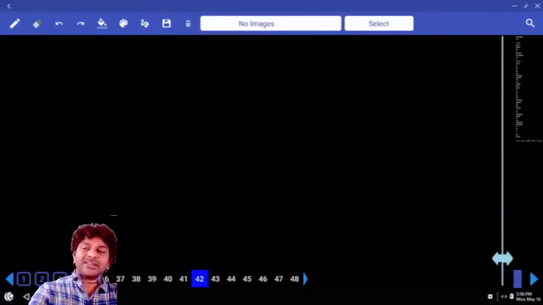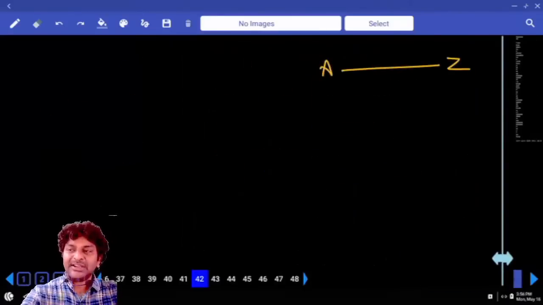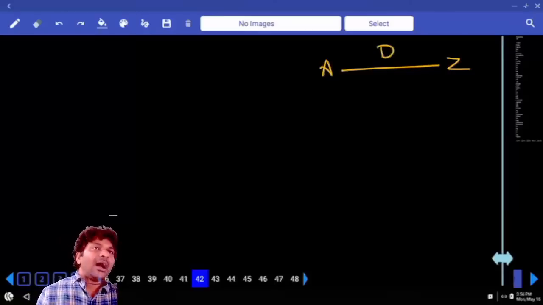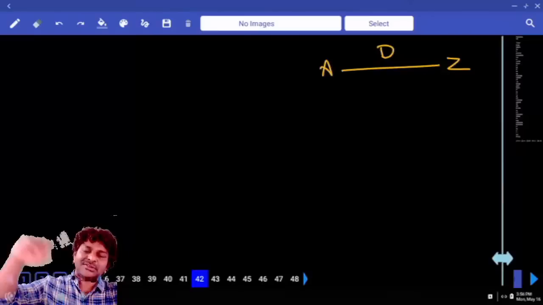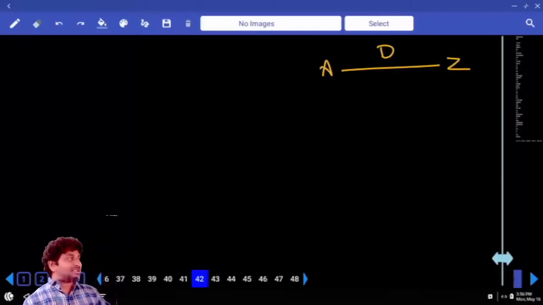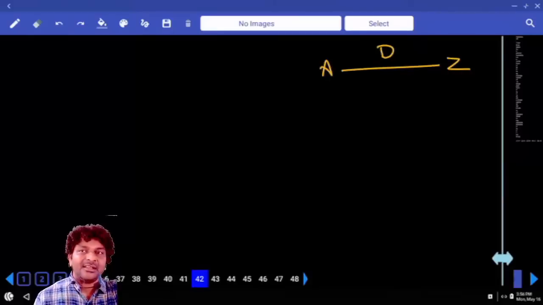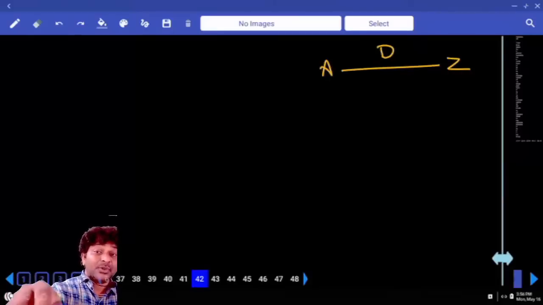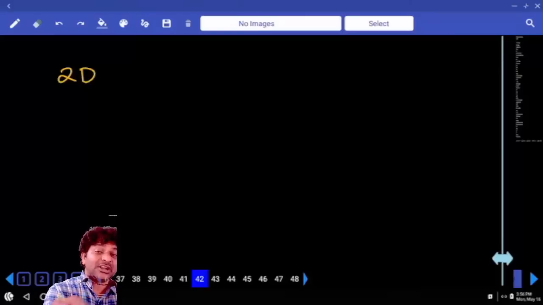Okay. Let's assume the A to Z distance is D. Onward journey average speed is given. Return journey average speed is also given. And for the total journey, A to Z and Z to A, the total time is also mentioned, correct? Now, total distance traveled: A to Z is D, then the reverse is also D, right? Then what is the total distance covered? 2D. This is the total distance.